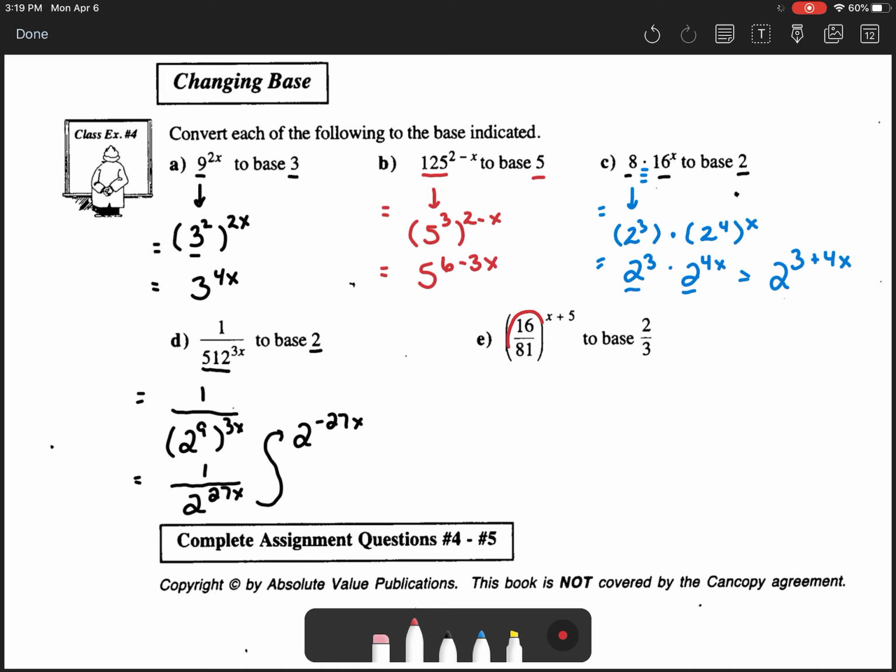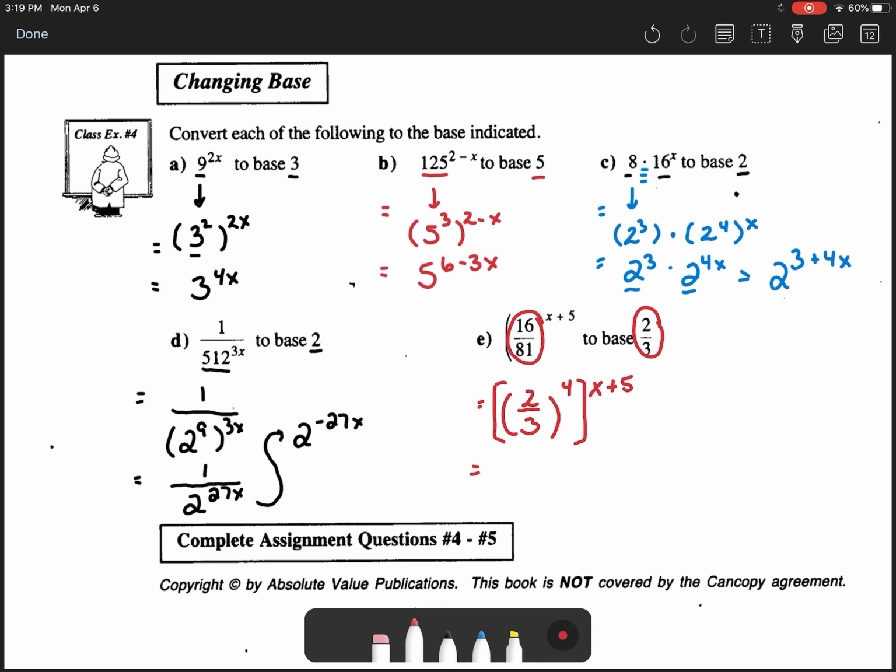In the last one in this section, right now my base is 16 over 81. I want that to be 2 over 3. So I would take 2 over 3 and think about how to make 2 and 3 look like 16 and 81. Well, you would go 2 to the exponent of 4 and 3 to the exponent of 4. Both of those will give you 16 over 81.